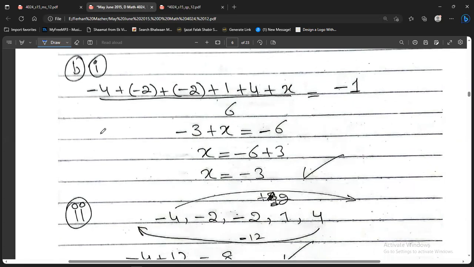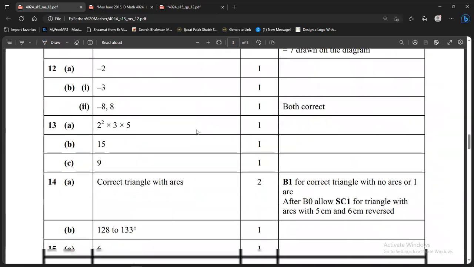So (-4 plus -2 plus -2 plus 1 plus 4 plus x) divided by 6 equals -1. So you have -4 -2 is -6, -2 is -8, plus 1 it will be -7, plus 4 it will be -3. So you have -3 plus x equals -6. x will be equal to -6 plus 3, so x will be equal to -3. So the 6th number he has chosen is -3. -3 is the right answer, sir.